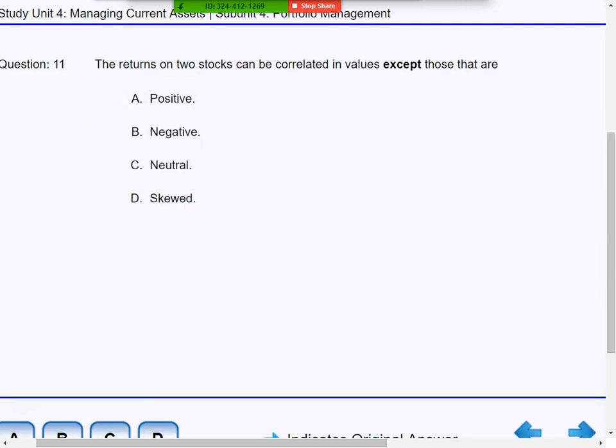Right? Next. So be very careful. Do not jump to conclusions unless you have very solid grounds for your selection. The return on two stocks can be correlated in values except those that are. The question is, as I told you, 60 to 70% of your part 2 would be based upon theoretical questions. So do not take them lightly. Make sure you understand each and every bit of it.